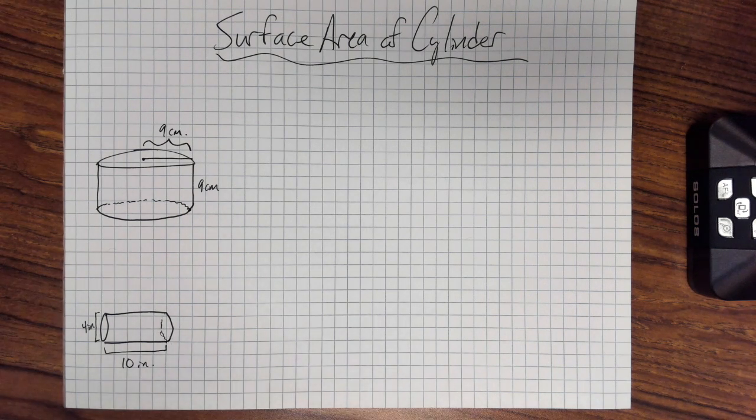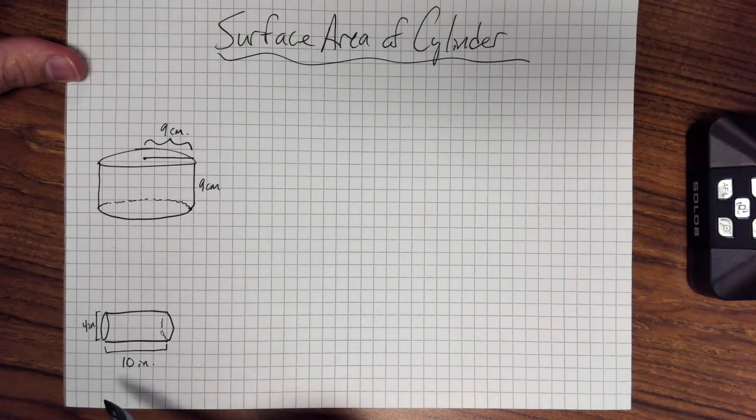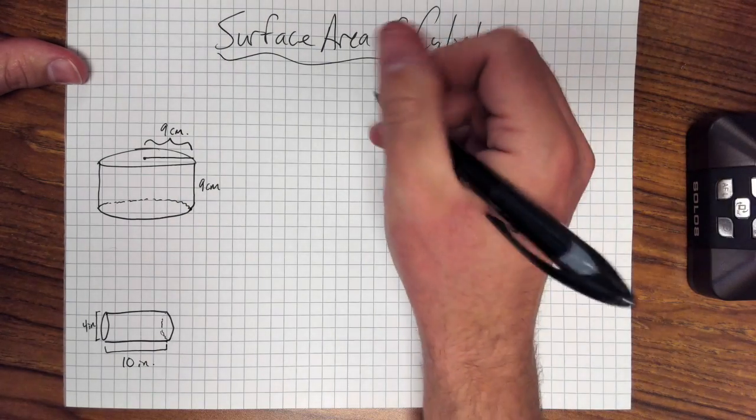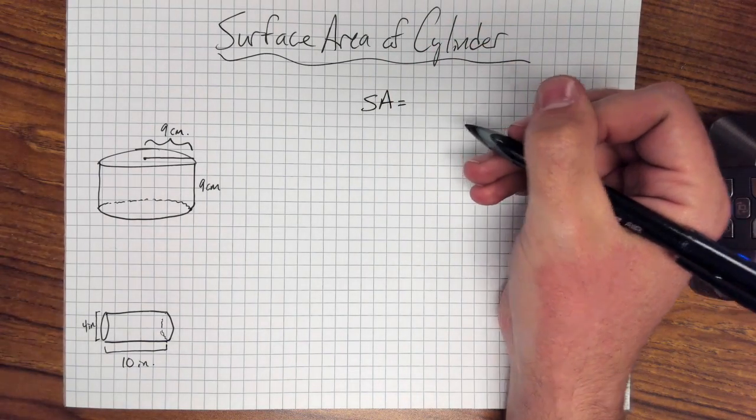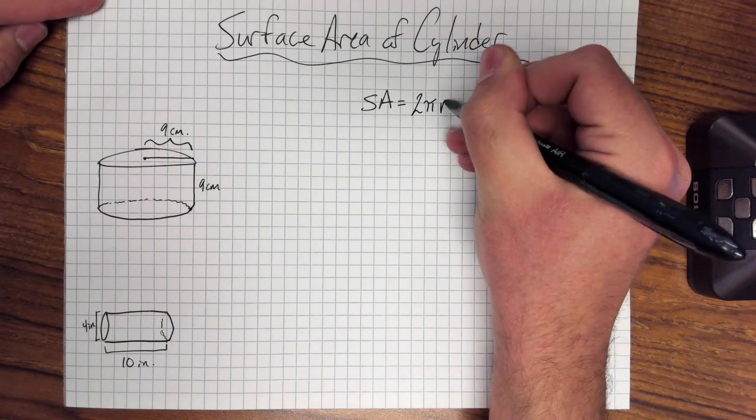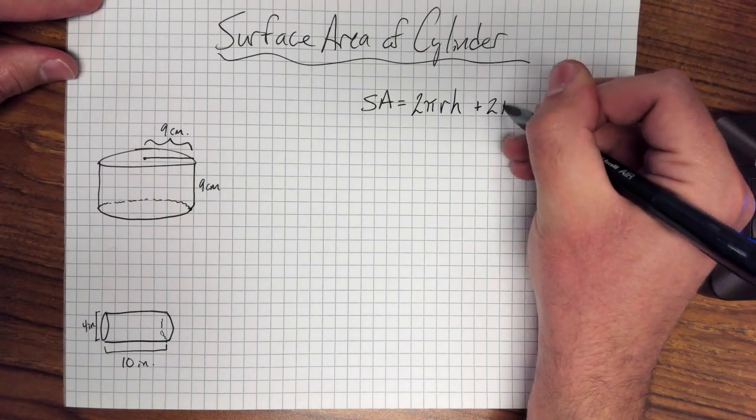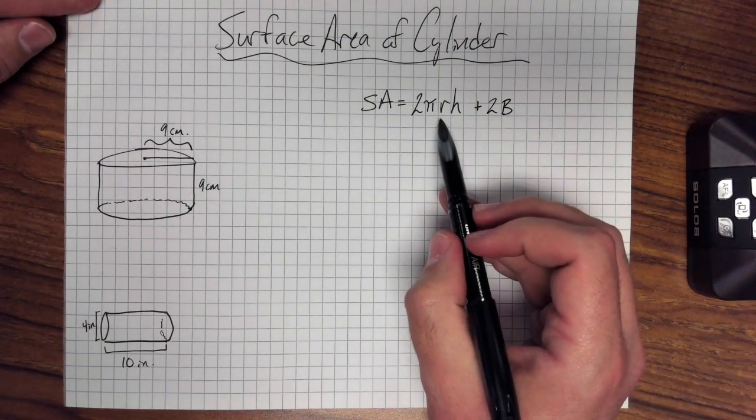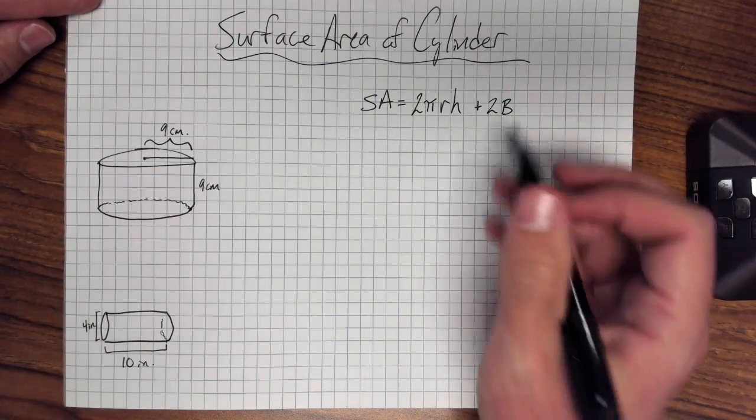Okay, now let's look at the surface area of a cylinder. So I have two examples here that we're going to use in just a moment, but let's look at the formula real quick. So the surface area of a cylinder is the following. 2 times pi times r times h plus 2 times big B. So again, r is small, h is small, B is uppercase.